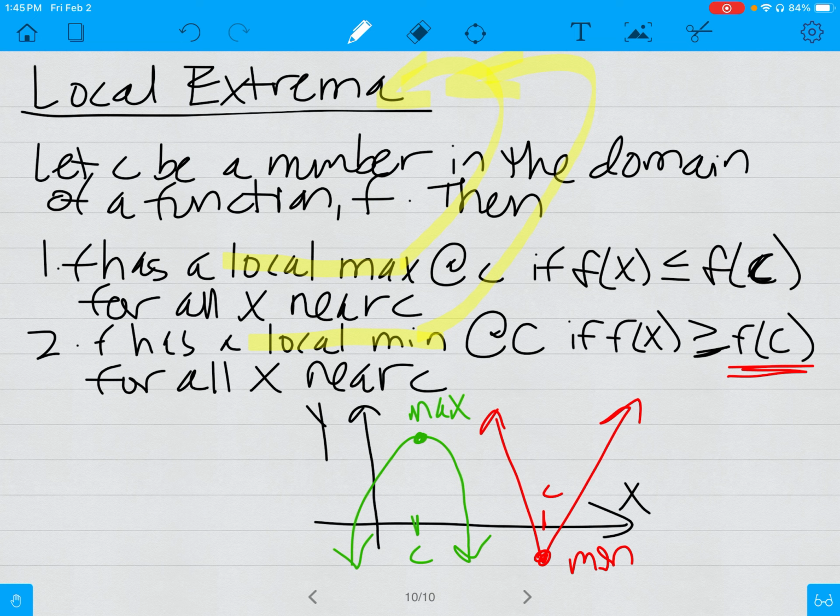And then in the very next video, we're going to talk about the first derivative test. The first derivative test is the thing that helps us pinpoint where these extreme values are, where our local max and or local minimums are occurring.